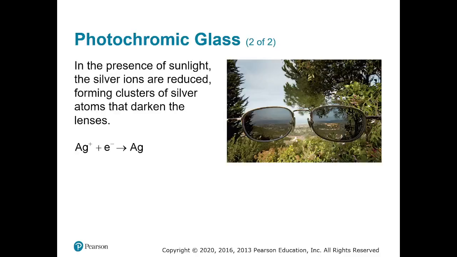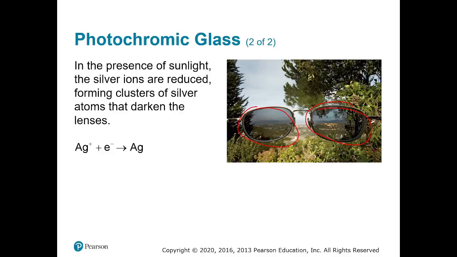Now, when you're in the presence of UV radiation, i.e. sunlight, what's going to happen is the silver ions are actually going to be reduced. These are going to form clusters of silver atoms that will then darken the lenses. And so that's what you're seeing right here. See how they're very much darker now? And that's because we've actually had the UV radiation perform a reduction, in this case, of silver.